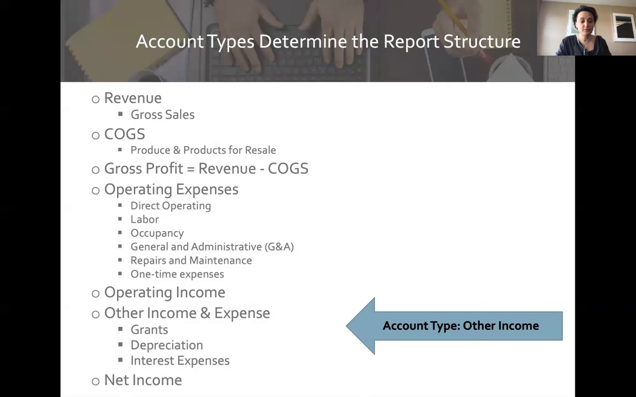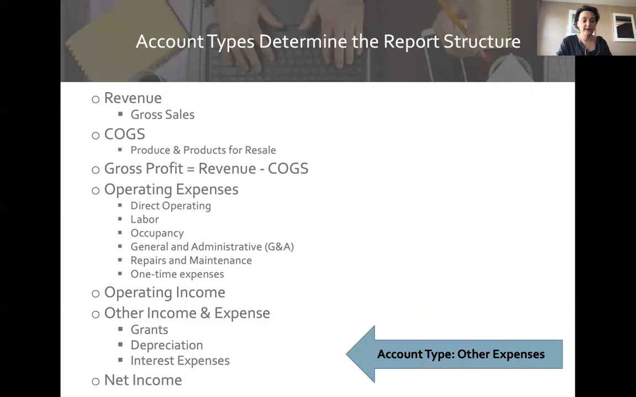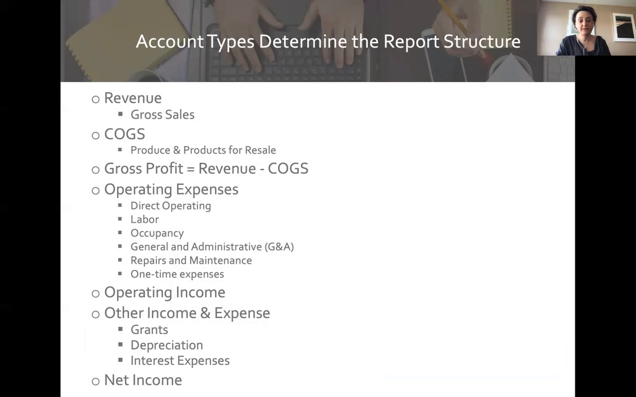Things like grants or other income, if you rent out part of your barn or greenhouse to another farmer, you might have other income. If the account type is other income, it's going to show up below operating income. And likewise, other expenses are going to show up in this section as well. So setting the account types is going to help you keep your income statement organized in a way that helps you extract meaning.